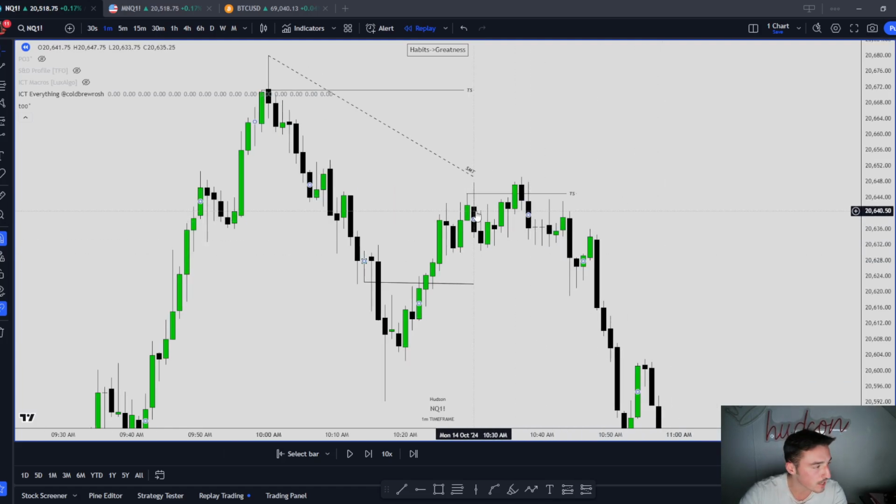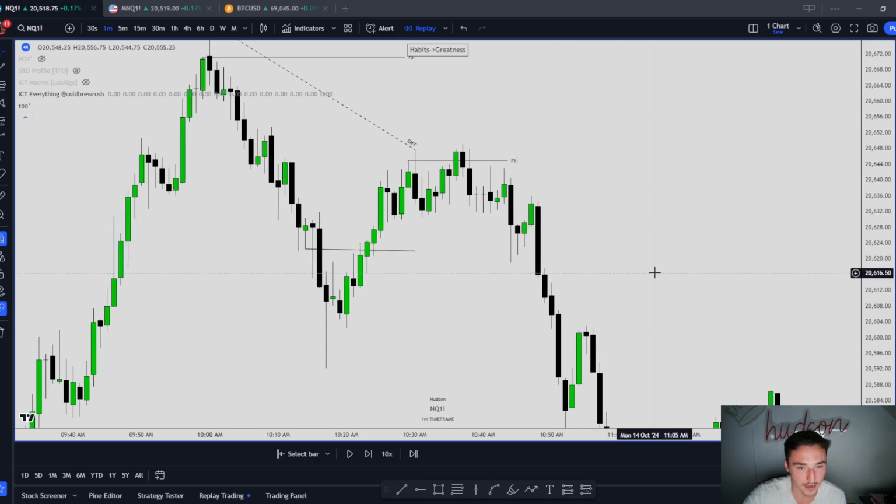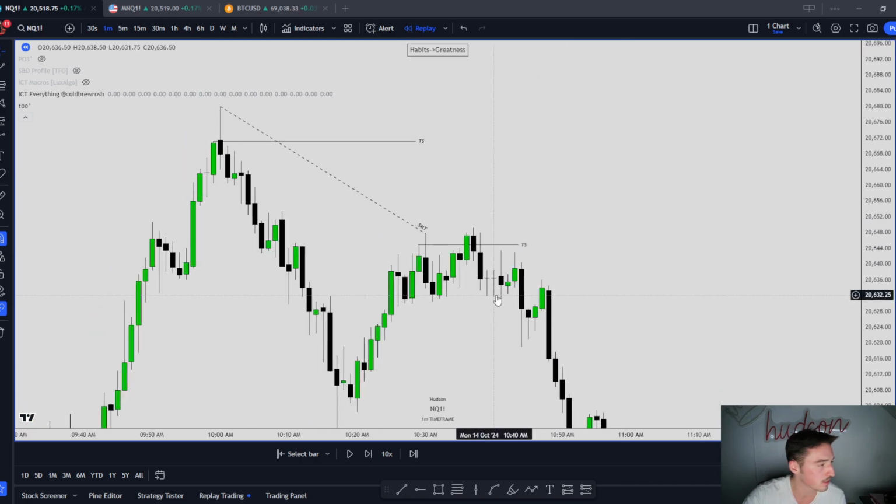If you're not advanced enough, don't try to get in up here, right? Wait until a fair value gap forms. Right here, right? Right here, right? You already have a bias, okay? You already have a bias. Now, what is this?